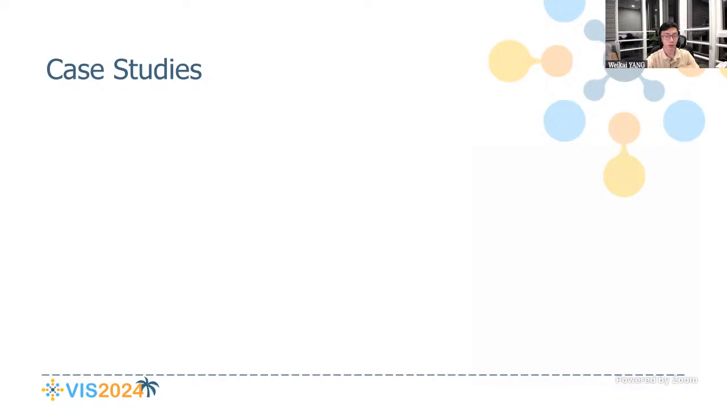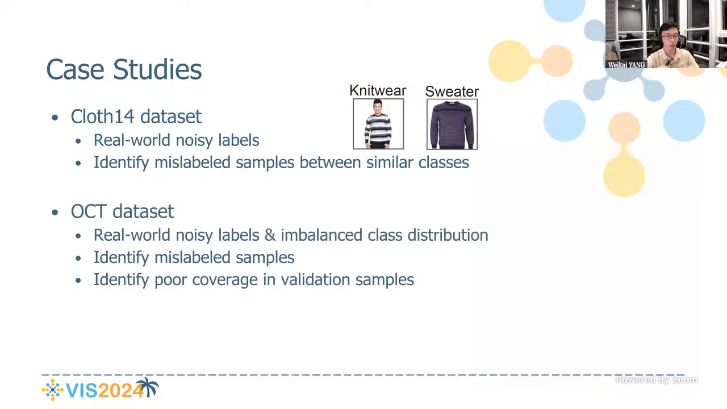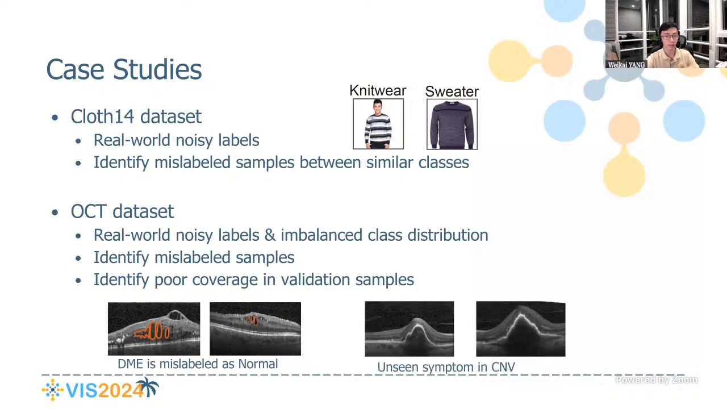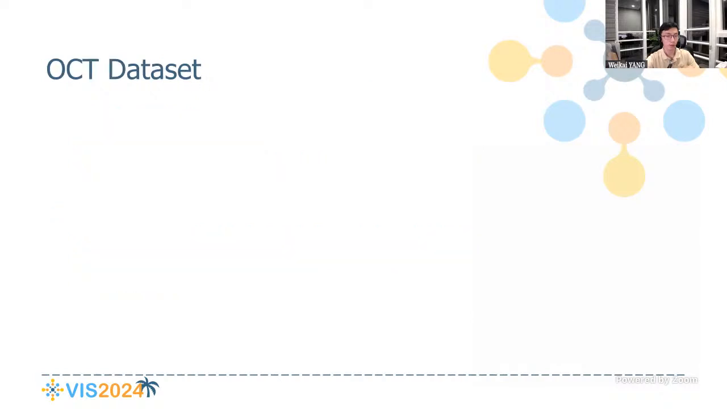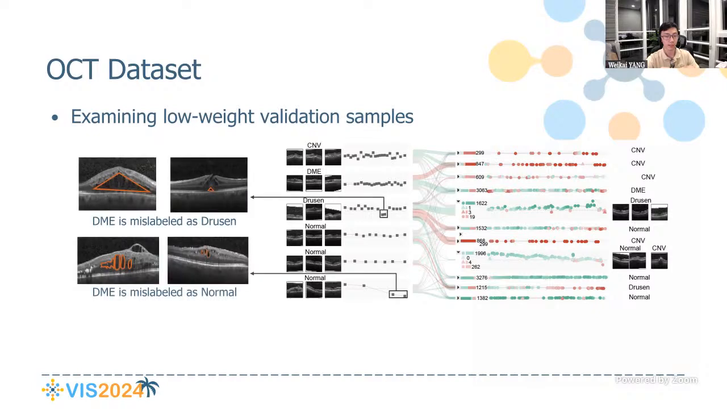And we conducted two case studies to demonstrate the effectiveness of our developed system. In the Clothing dataset with real-world noisy labels, our system helped identify the mislabeled samples between similar classes, such as knitwear and sweater. And in the OCT dataset with both noisy labels and imbalanced class distributions, our system helped identify both the mislabeled samples and also the poor coverage in validation samples. I will introduce a little more about the second case. At first, the experts examined those low-weight validation samples, which means that they are not used after our automatic validation sample improvement. After examining the image contents, the expert confirmed that they are mislabeled validation samples, and our method has successfully identified this and removed their influences. And of course, experts can explore the corresponding training samples to identify more mislabeled samples.